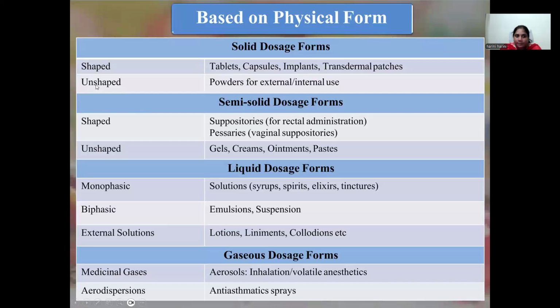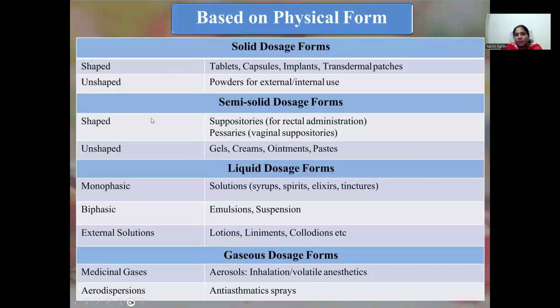And unshaped. Unshaped means bulk dosage forms like powders. Powders will not have any single unit. You cannot say one powder, two powders. We cannot tell like that. So unshaped is nothing but bulk dosage form. Powders come under unshaped or bulk dosage forms. Again, among the powders, some are taken externally, that is on the surface of wounds or the surface of the skin. They come under external use. Some of the powders will be taken inside the body or orally, which are powders for internal use.